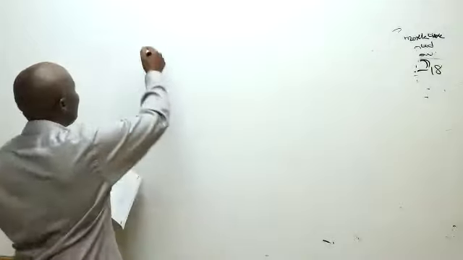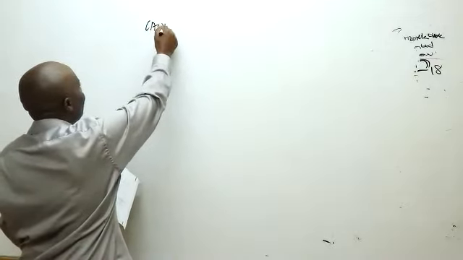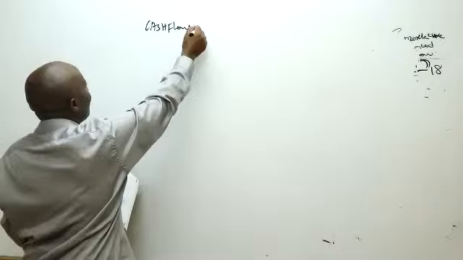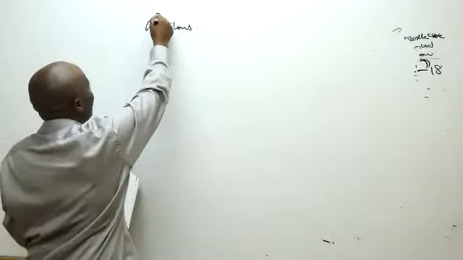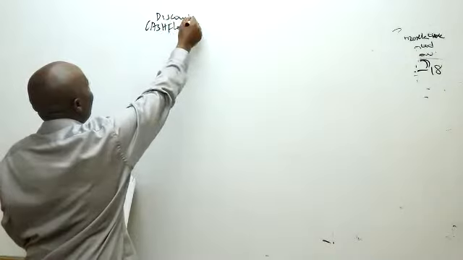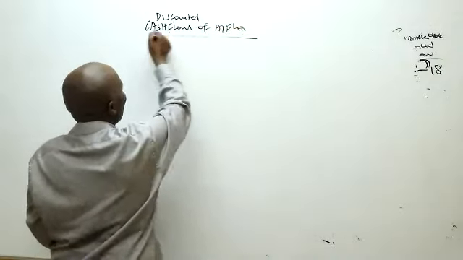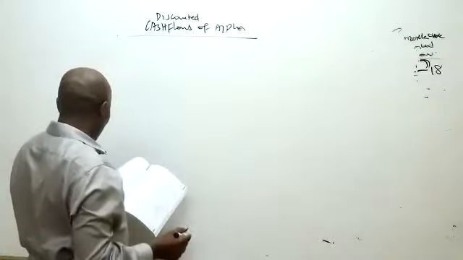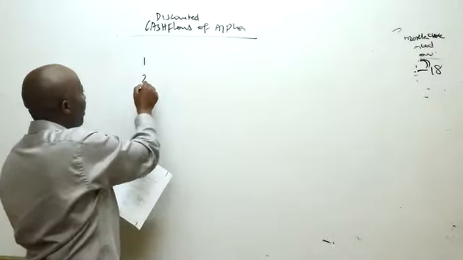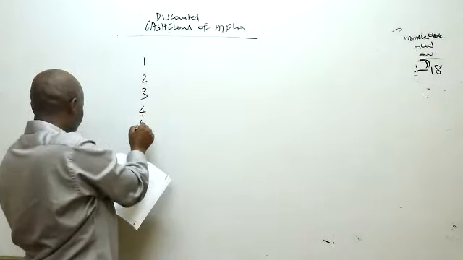So we have here the discounted cash flows of project Alpha. We have here our year: 1, 2, 3, 4, 5, 6.